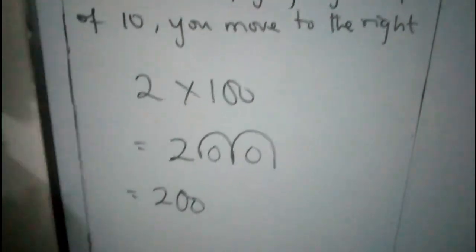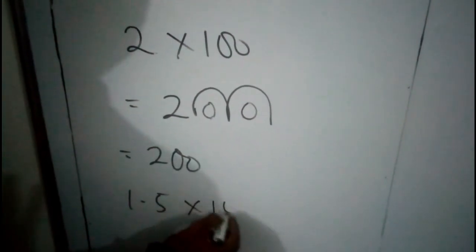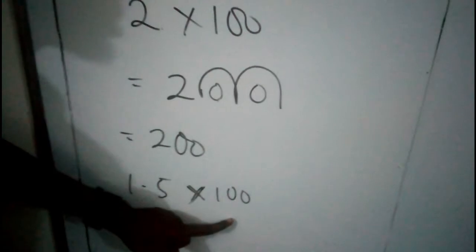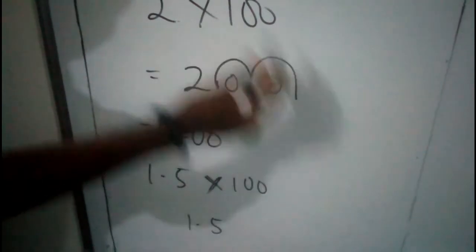Now let's take the one that has a decimal. For example, 1.5 times 100. Now I'm multiplying a decimal by a power of 10, isn't it? And I've told you when you are multiplying by powers of 10, you move to the right. So you say 1.5. I've told you what you are moving is the point. The other one does not have a point, so we start from the back as the full stop. But this one has a point, so you start from the point now.